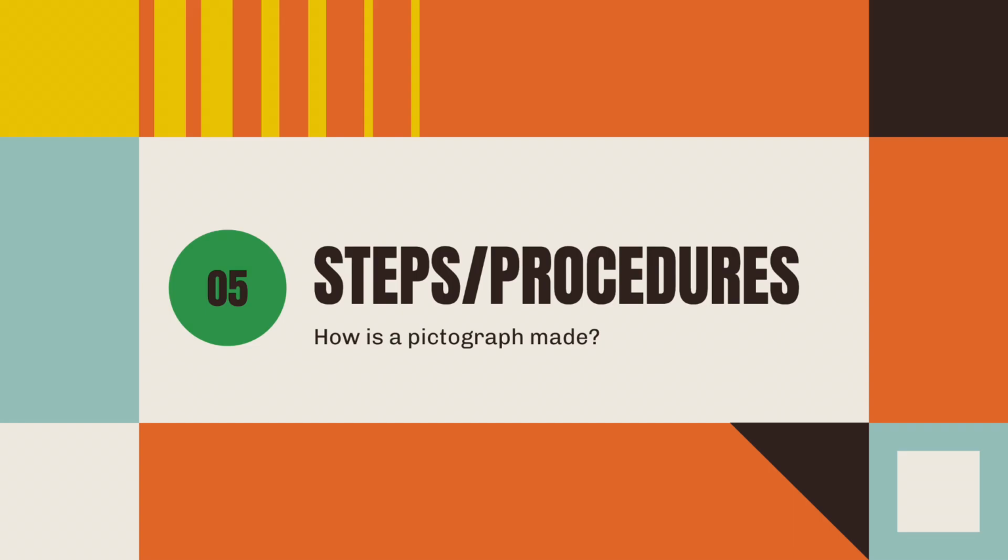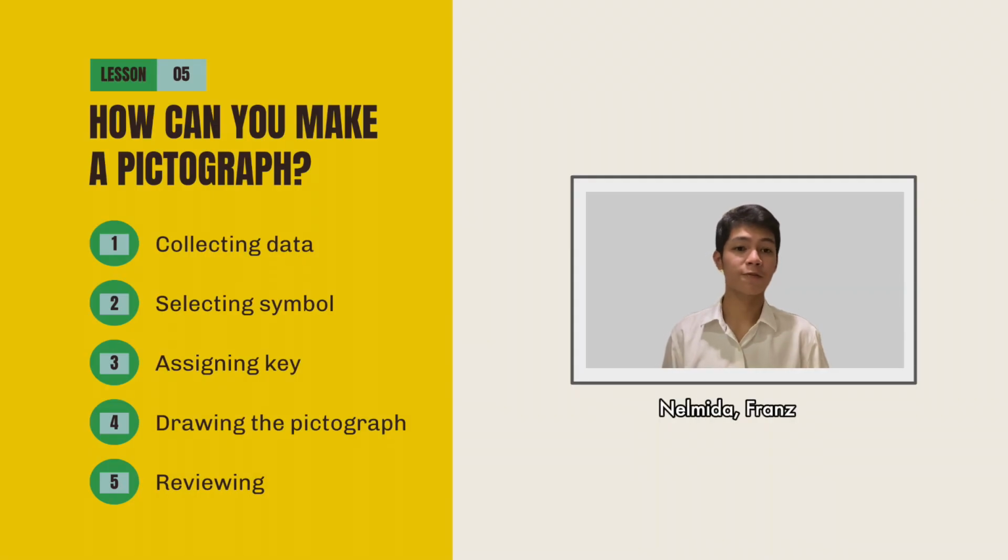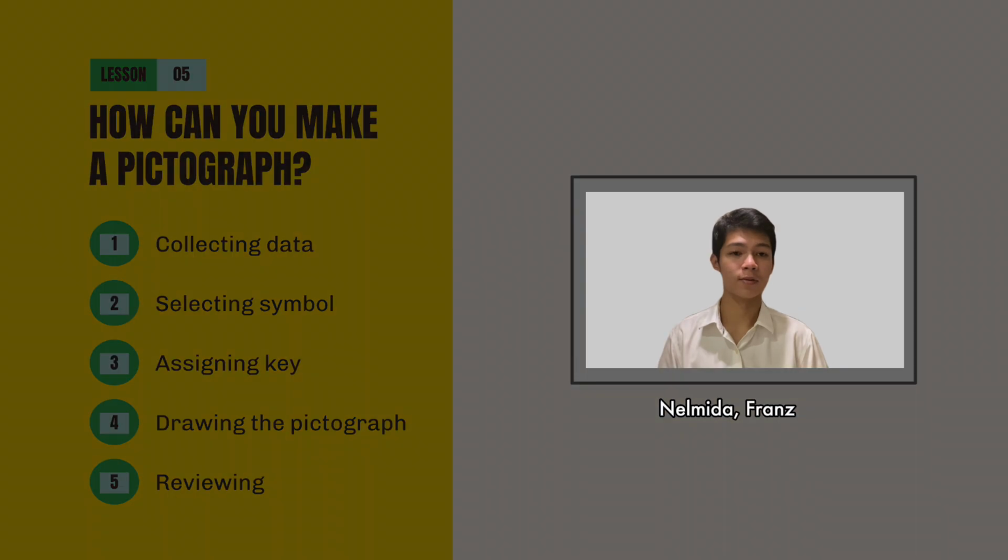Now, have you ever wondered how a pictograph is made? In this discussion, we will be introducing 5 steps to create an effective pictograph. In these 5 steps, first is to collect data, second is to select symbols, third is to assign a key, fourth is to draw or illustrate the pictograph with labels and titles, and fifth is to review the data and the pictograph.